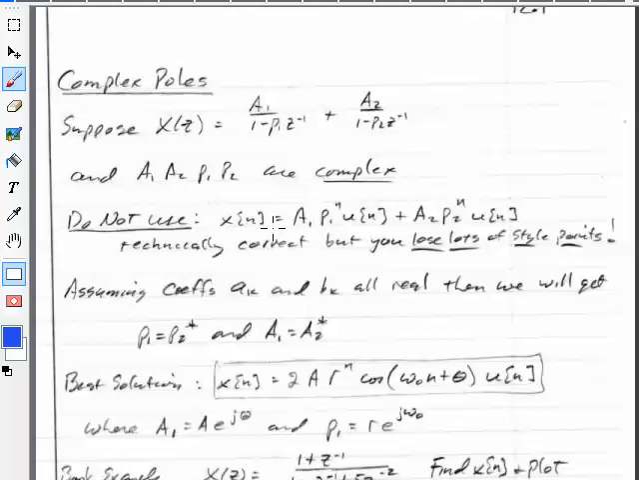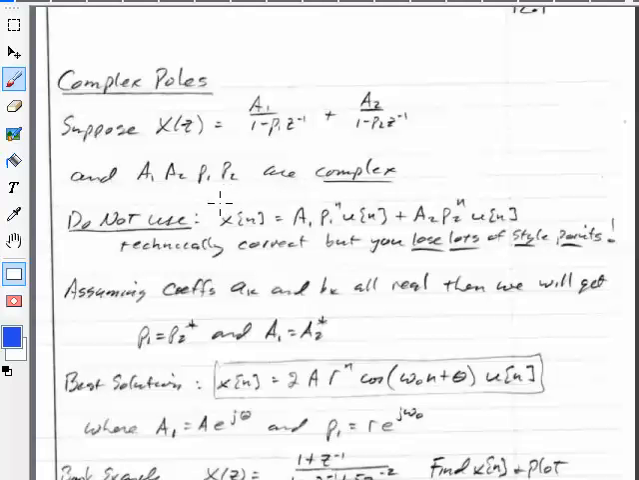What I want to do to begin with is finish off partial fraction expansion. And one thing that happens in partial fraction expansion, here's partial fraction expansion for z transforms, is you go and you solve for the residues. Remember, the a's are the residues, and you solve for the poles, and it turns out that the a's and the p's are complex.